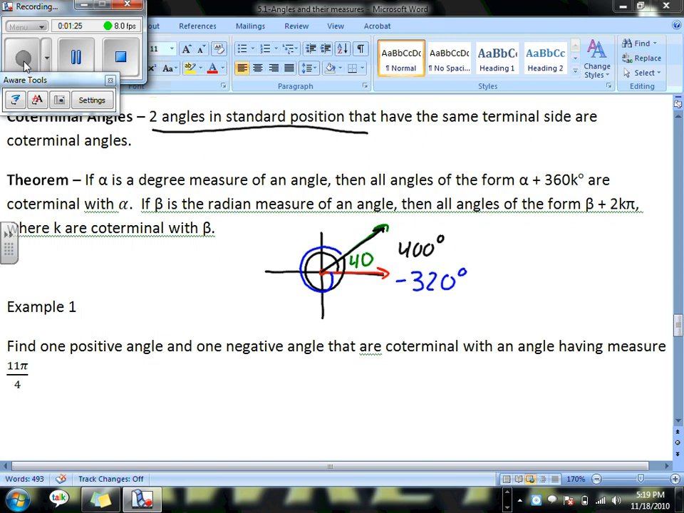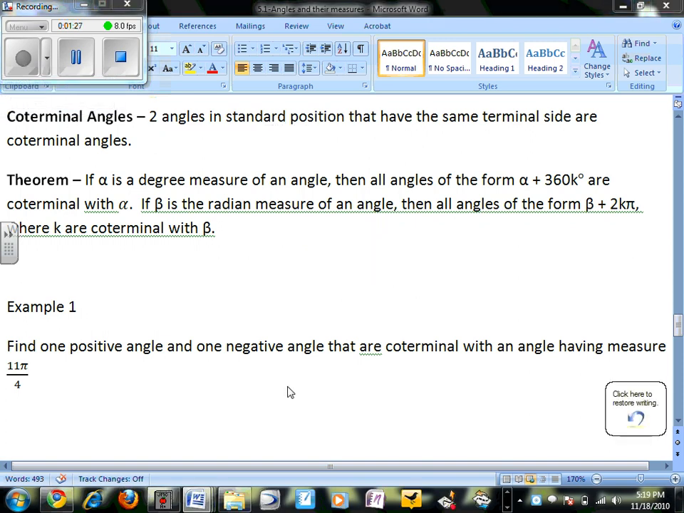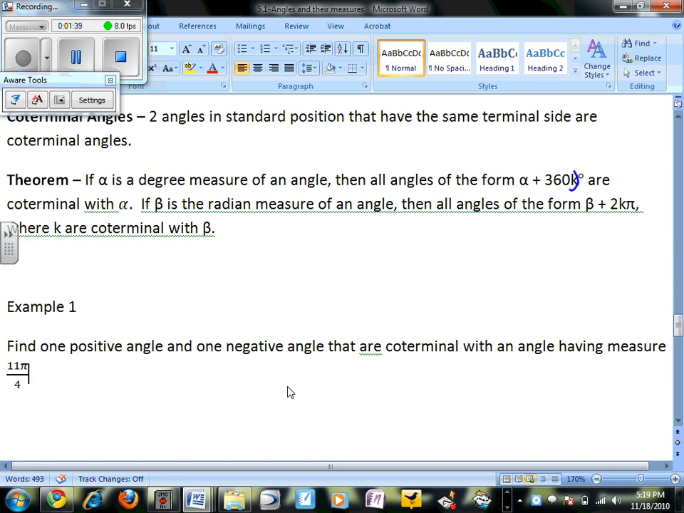Okay. Here's a theorem right here. If alpha, or A, is a degree measure of an angle, then all angles of the form alpha plus 360k are coterminal with alpha. So this k means we can multiply 360 by anything: 360 times 1, 2, 3, whatever.